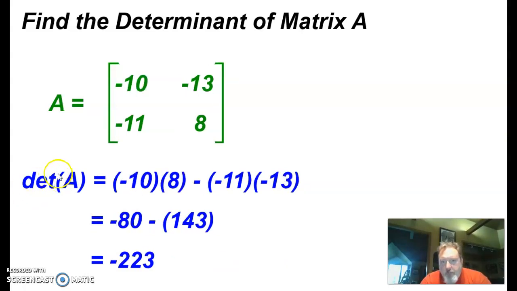And one more time, negative 10 times 8 is negative 80. Negative 11 times negative 13 is a positive 143, but again, we're subtracting, so make sure you watch your signs carefully. Negative 223. You can do the determinant of a 2x2 on your calculator, but typically we ask you to do those by hand, and it will state that on the quiz or test. It'll say by hand, and again, it's pretty quick calculation, cross multiplying.